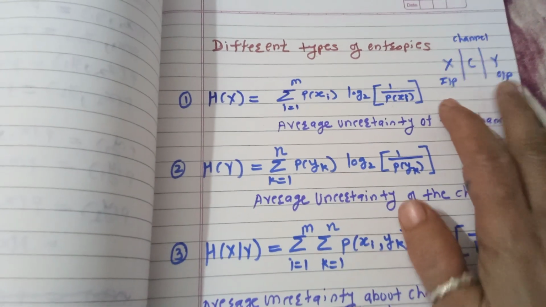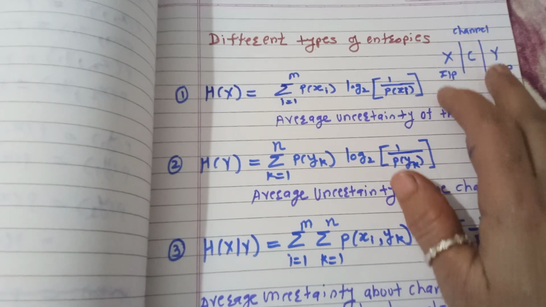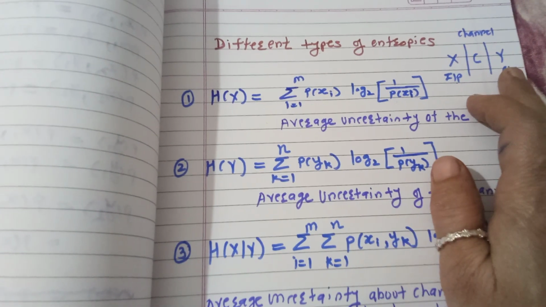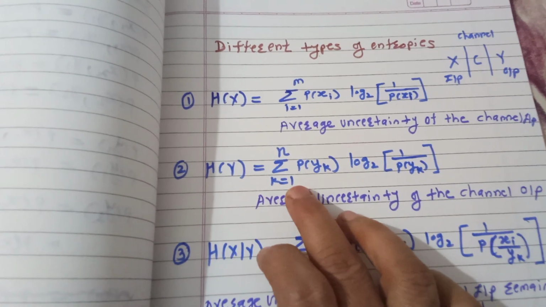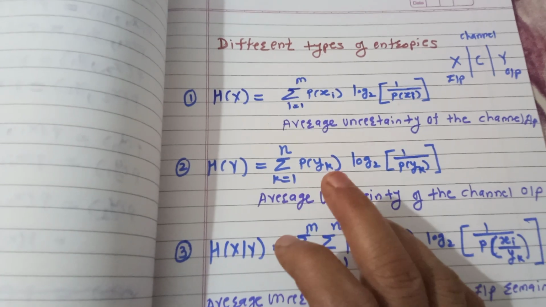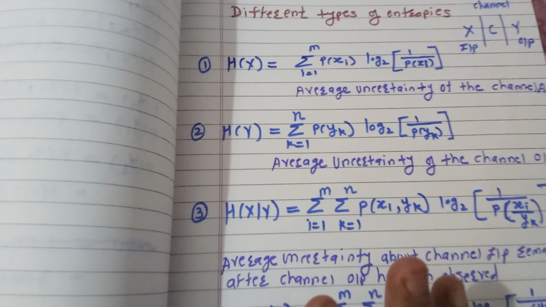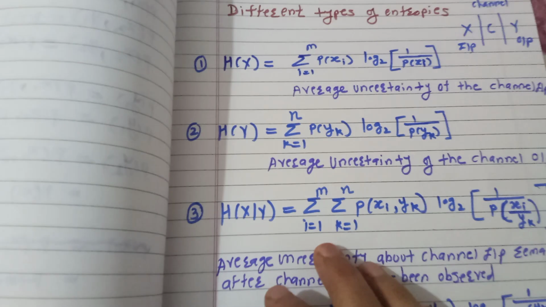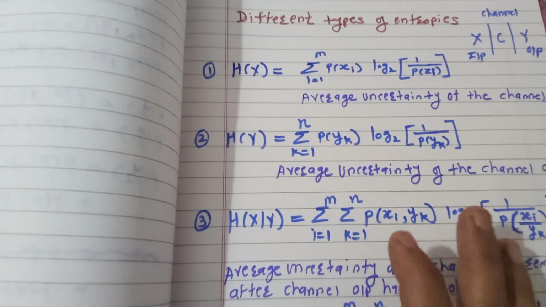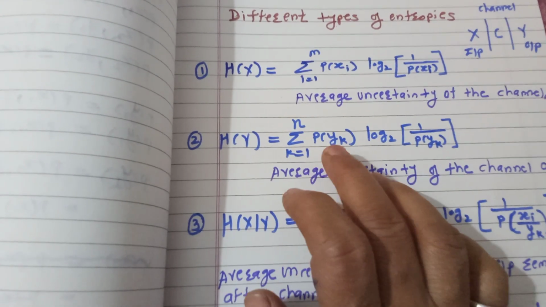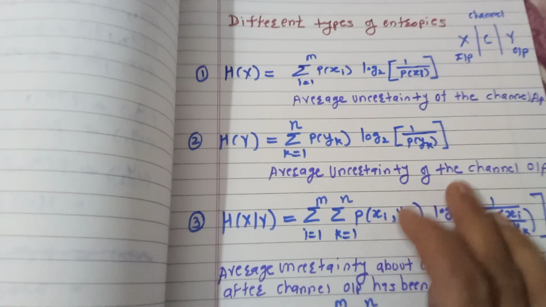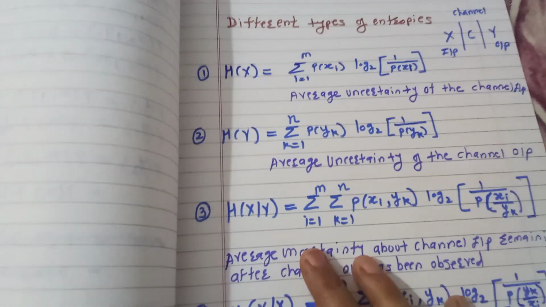H(Y) is this one. So there are n Y symbols which are in set capital Y. So k equal to 1 to n. You can take j also, but my i and j writing is somewhat similar. That's why I have taken k, to avoid the confusion between i and j. So k equal to 1 to n p(yk) log2 of 1 by p(yk). This is average uncertainty of the channel output.